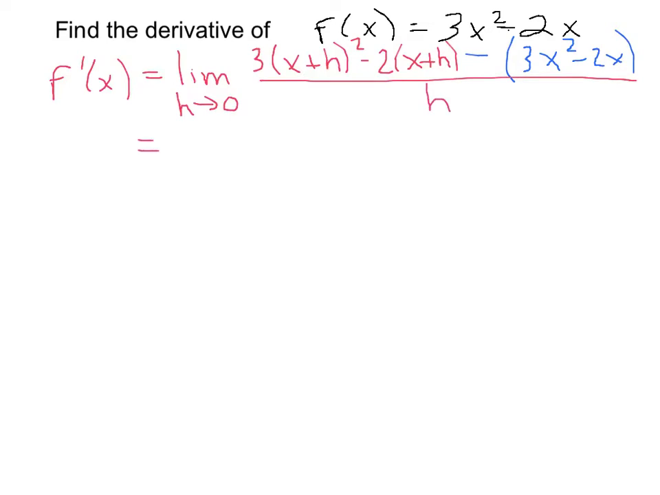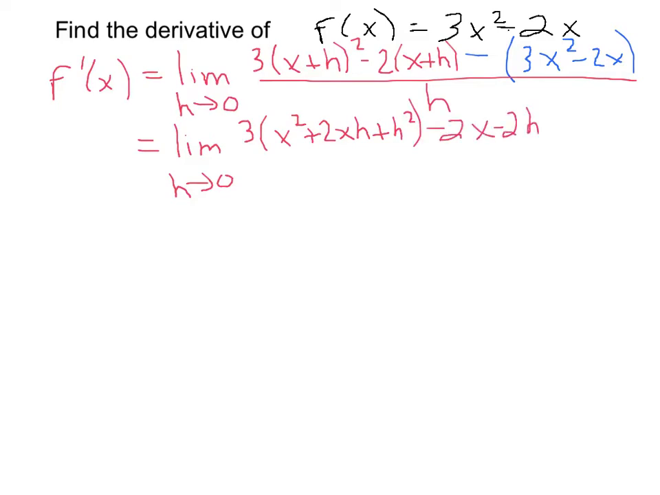So from here, it's just a bunch of algebra, a bunch of simplifying. So let's see, we'll have 3, that would be x squared plus 2xh plus h squared, that's our binomial squared pattern, minus 2x minus 2h, and then distributing the negative, I'd have a minus 3x squared and a plus 2x, all divided by h. Okay. Well, I got a minus 2x and plus 2x, might as well get rid of those now. Don't have to carry them along that way.